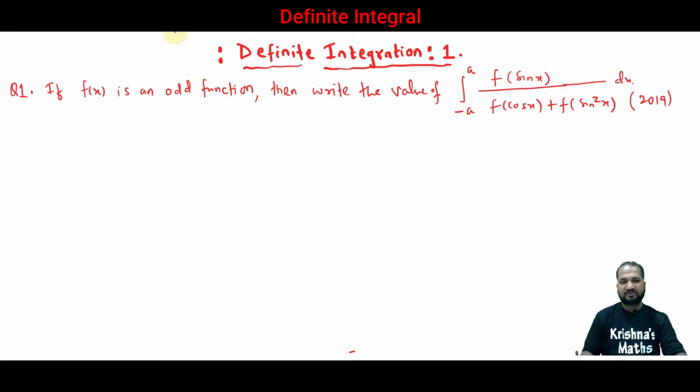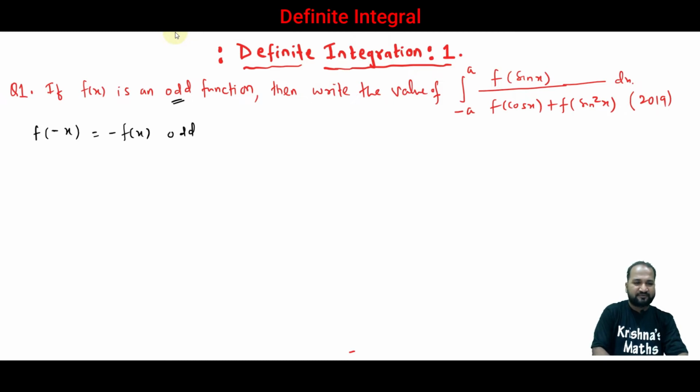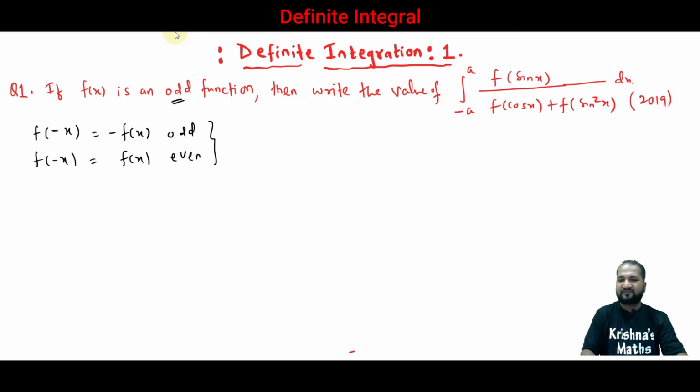The first question is: if f of x is an odd function. So what is an odd function? An odd function is one where f of minus x is equal to minus of f of x. And if f of minus x is equal to plus f of x, then it is an even function. So this is what odd and even functions are. Then write the value of the integral from minus a to a of f of sin x.